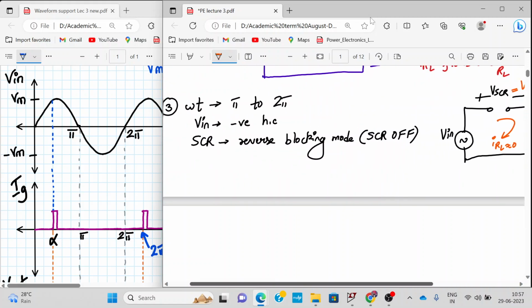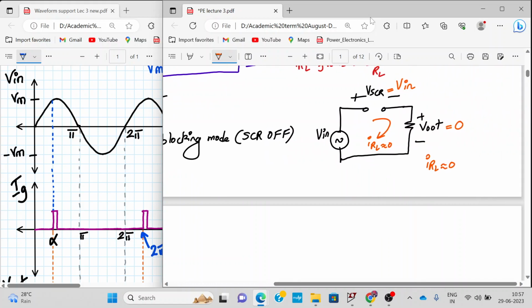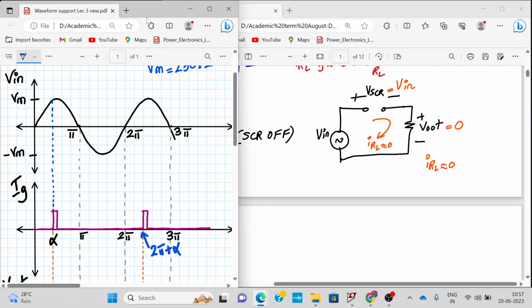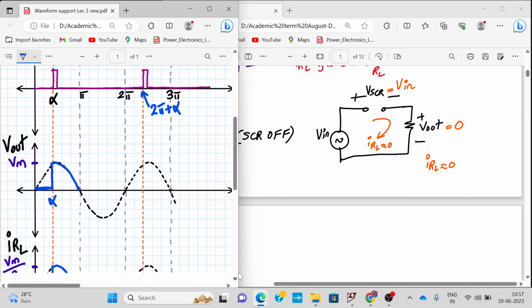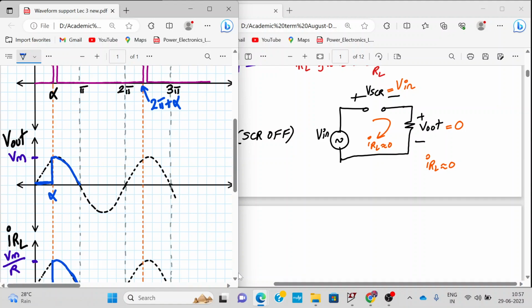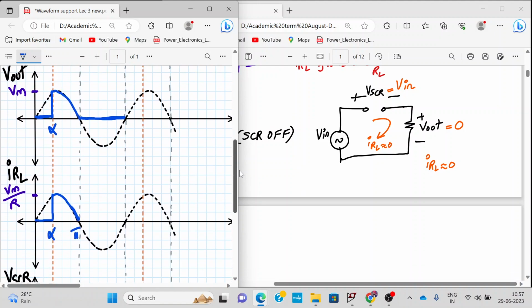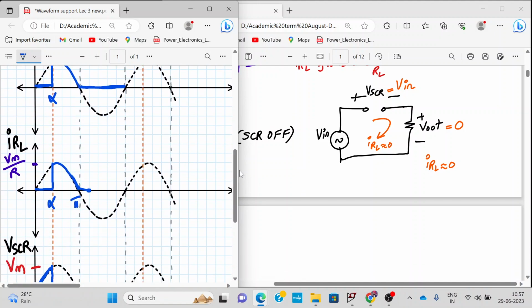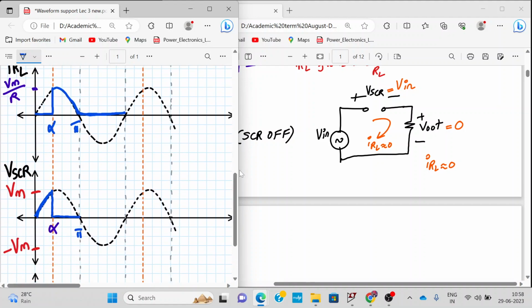So this happens during the entire negative half cycle. Alright, so during the entire negative half cycle, the SCR is off. So let me mark this information over here. From pi to 2 pi, the output voltage is 0. So here it is. The output voltage is 0 over here. Then what about the current? The current also is 0. And what about the voltage across the SCR? The voltage across the SCR will follow the input. Now the input is negative, so the voltage across the SCR will also follow it.